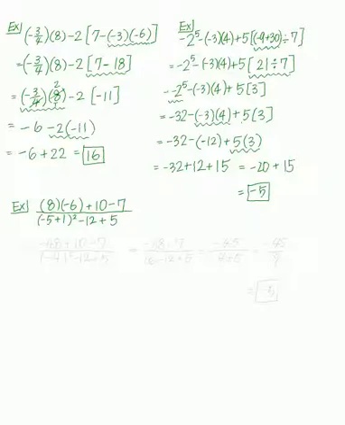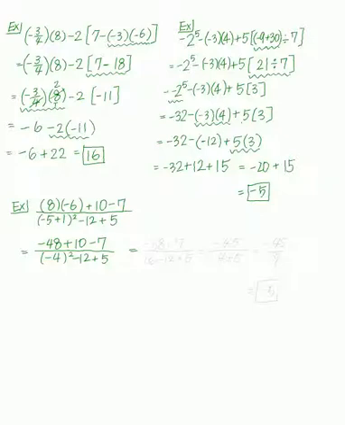So next up top, there's nothing I can do inside the parentheses with the 8 or the negative 6. There are no exponents, so up top I'm going to multiply. 8 times negative 6 is negative 48, plus 10 minus 7. Down below, I do have something to do inside the parentheses. Negative 5 plus 1 is going to give me negative 4 squared minus 12 plus 5.